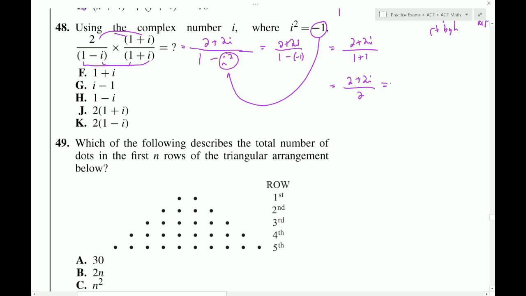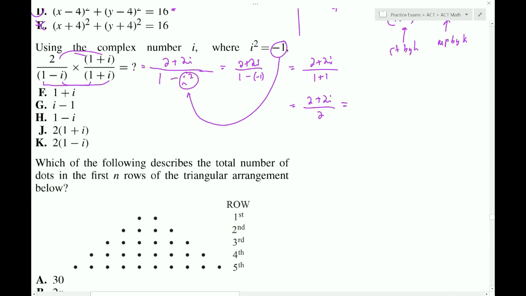From here, you could finish it two different ways. One way is to factor the top, factoring out a 2. You're left with 1 plus i, divided by 2, and these 2's cancel. So your answer is 1 plus i. The other way to finish it is to realize that this 2 is a common denominator for both pieces. So you can have it distribute to each one separately, and then you get 1 plus i.